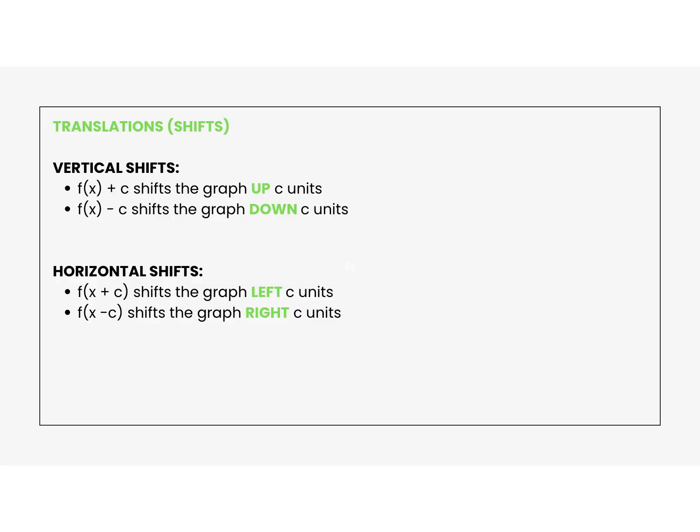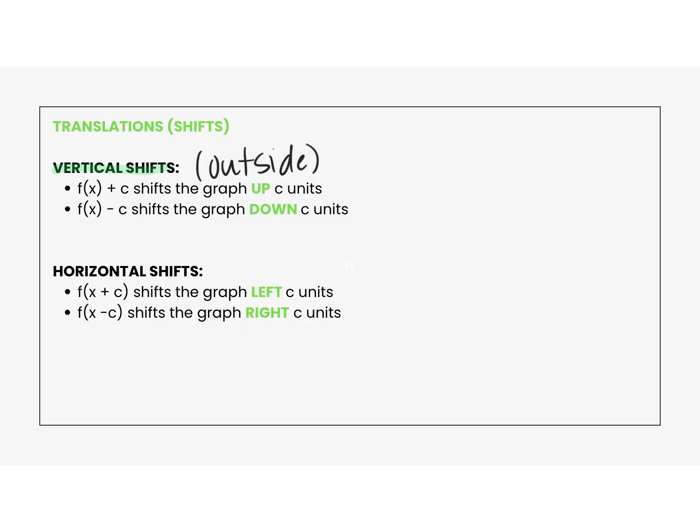Okay, so what we're going to do next is look at these translations and apply them to our parent functions. That's where the parent functions are really important to know, because we can't apply these shifts without knowing those parent functions. Okay, so the first thing we're going to look at are vertical shifts. Vertical meaning up or down. So f of x plus c shifts the graph up c units. f of x minus c shifts the graph down c units. Okay, and if you notice, that plus or minus c is on the outside of f of x, right?